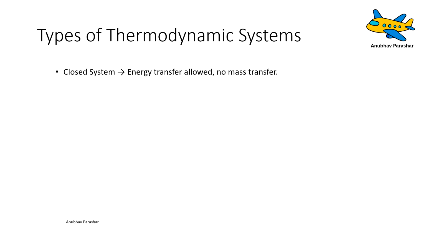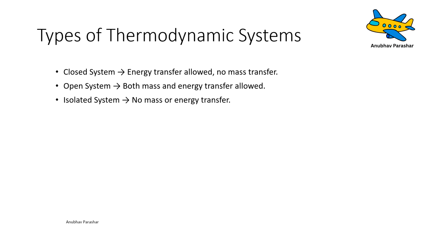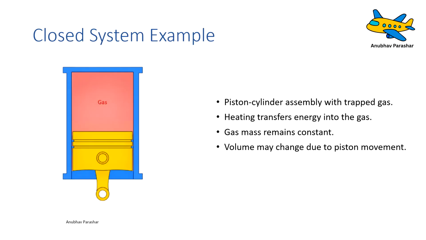So a closed system is a system where energy transfer is allowed, but no mass transfer takes place. An open system is a system where both mass and energy transfers are allowed. An isolated system is a system where neither mass nor energy transfer is possible. Having said this, let us take the example of a closed system. You can see this is a piston cylinder arrangement with some gas trapped inside it, right?